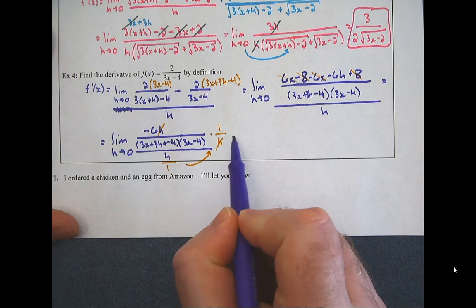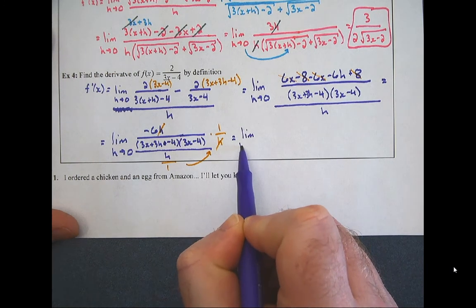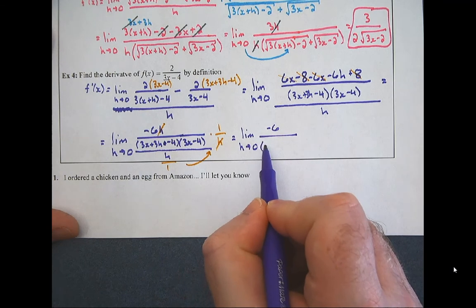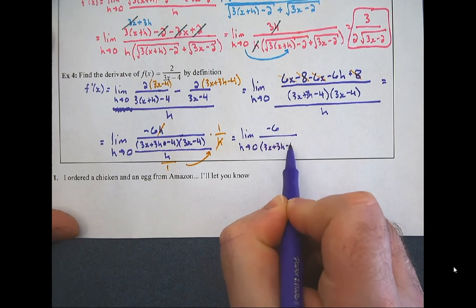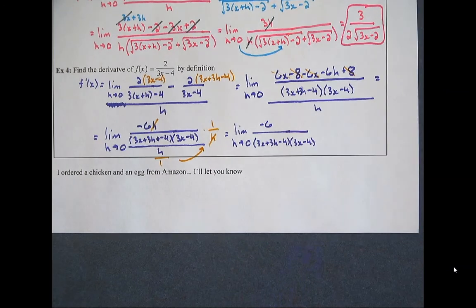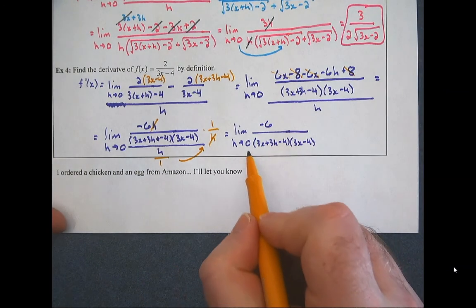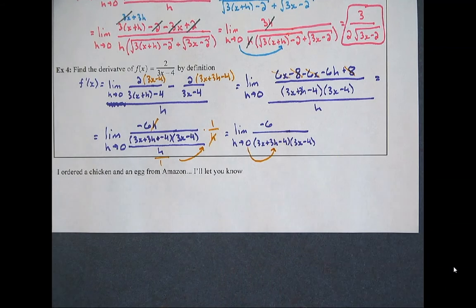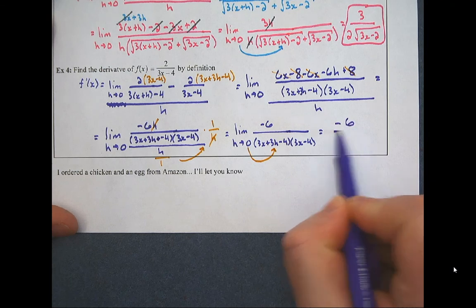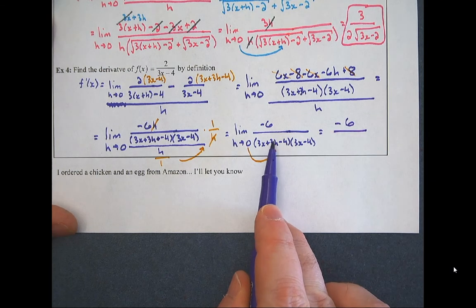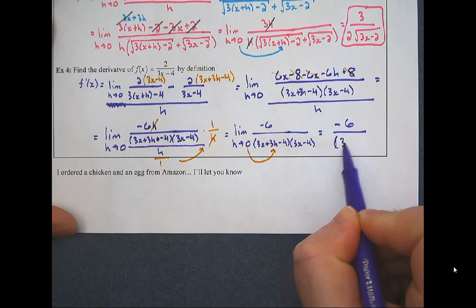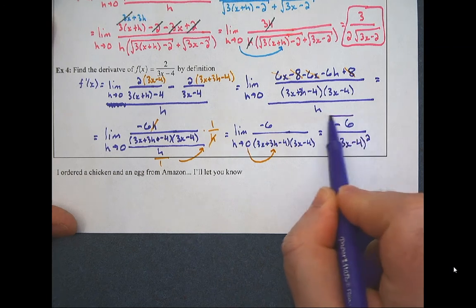So I'm left with the limit as h approaches 0 of negative 6 over 3x plus 3h minus 4 times 3x minus 4. Finally, I can put this 0 in for h because it's not going to cause a 0 in the denominator. So I'm left with negative 6 divided by, so when I put 0 in here, this term would be gone. So I'd have 3x minus 4 times 3x minus 4, which would be 3x minus 4 squared.